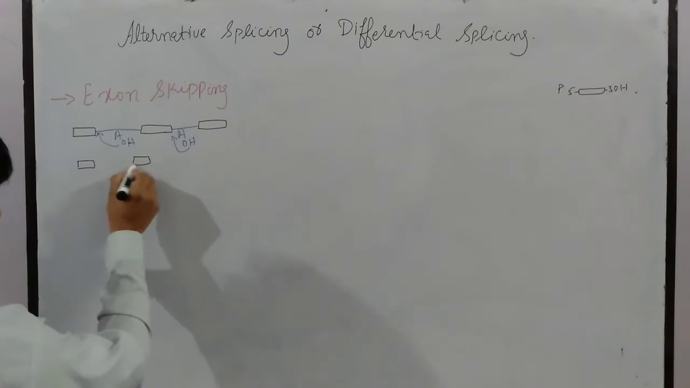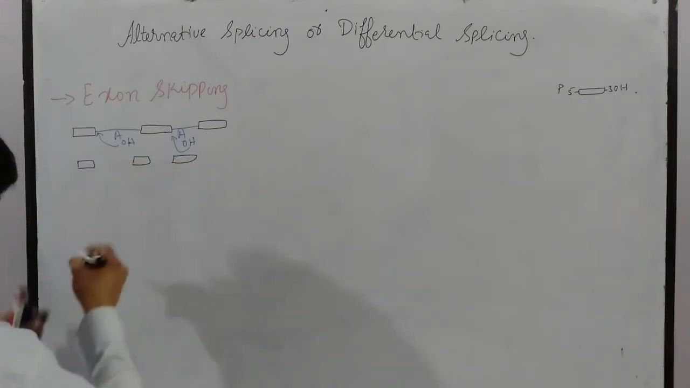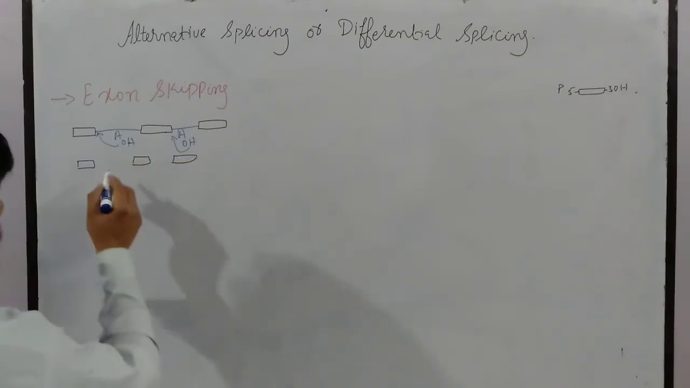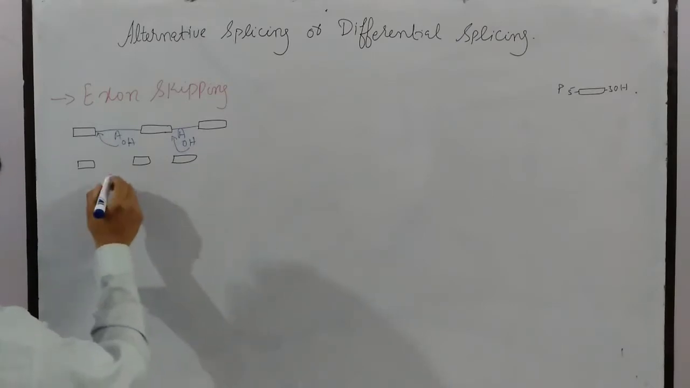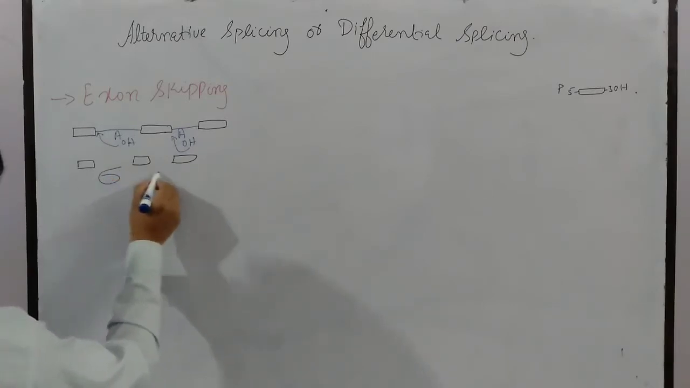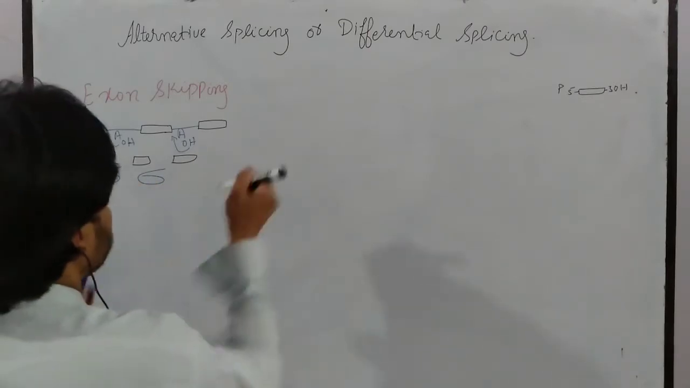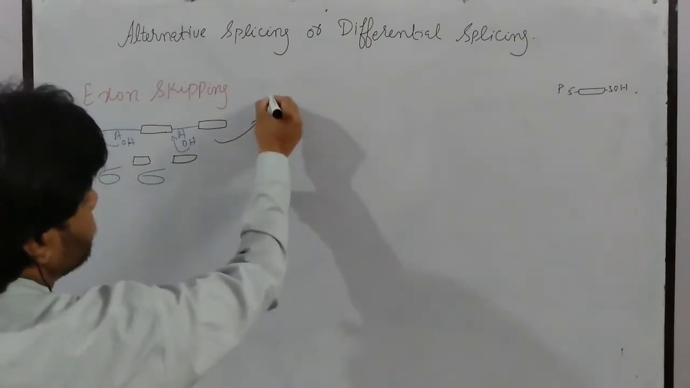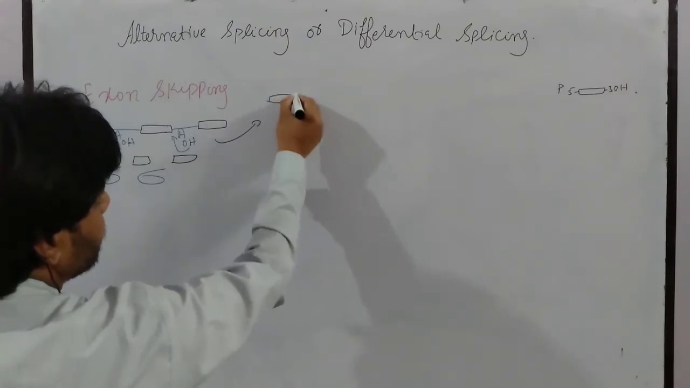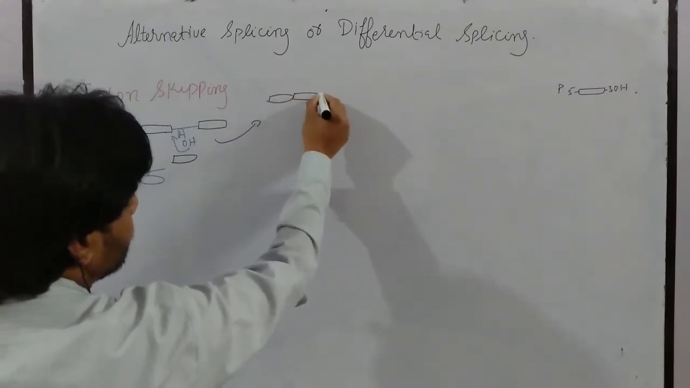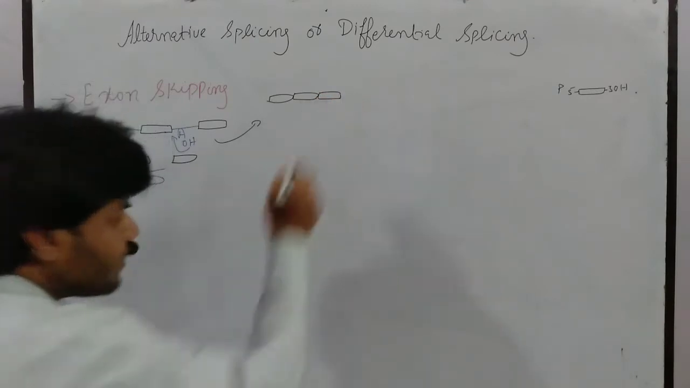After that the exons will be free, as you can see, and the introns are removed in the form of lariats, and after some time we will get a structure like this. So this is the normal case.